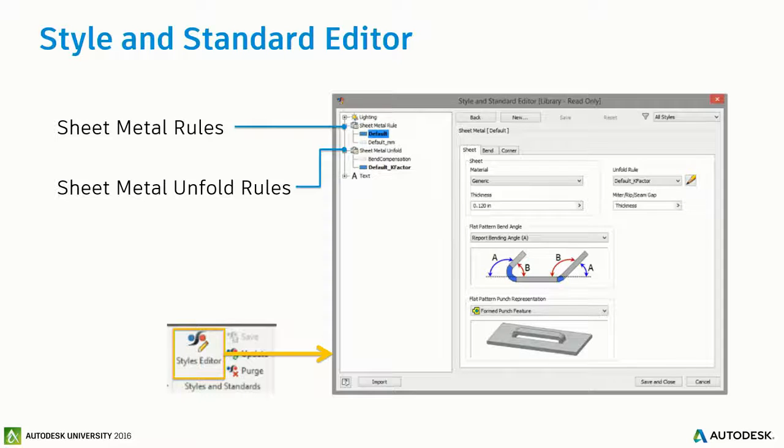So you can access the style and standard library from this command, style editor. Also, you can access this from the sheet metal defaults dialog. There is a little icon that can help you to access this dialog. So that's the start point for sheet metal design. And there are two main parts. The first one is the sheet metal rule, and the second one is the unfold rule.